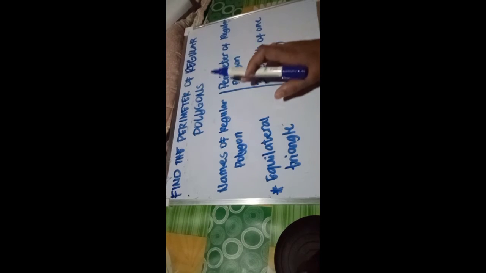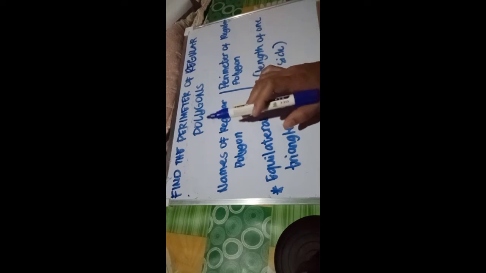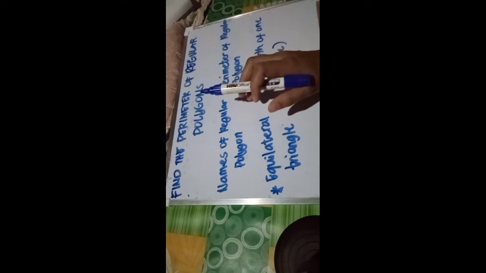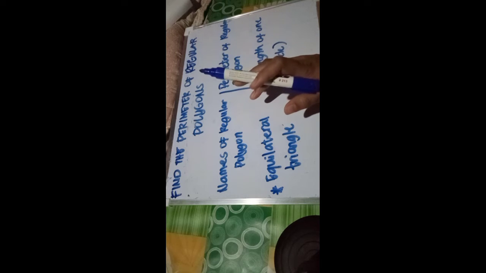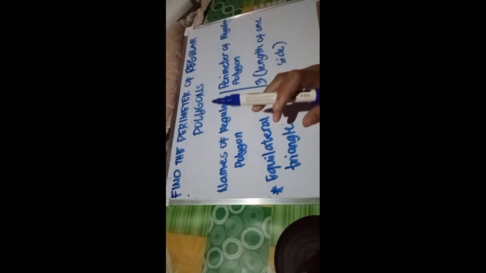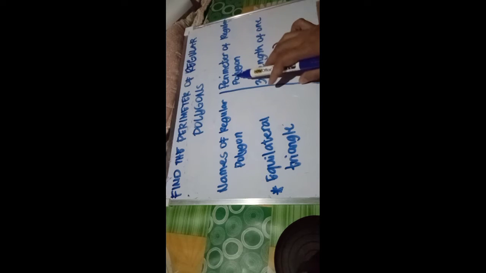Now, find the perimeter of regular polygons. A polygon that is equilateral and equiangular is known as a regular polygon. Thus, we calculate the perimeter of regular polygons using the formulas associated with each polygon. The formulas of some commonly used regular polygons are: the names of regular polygons and the perimeter of each.